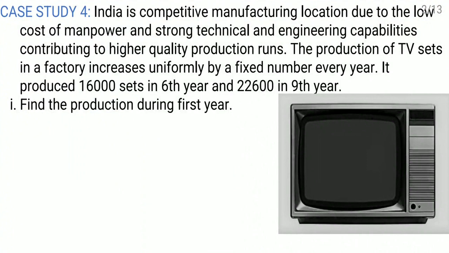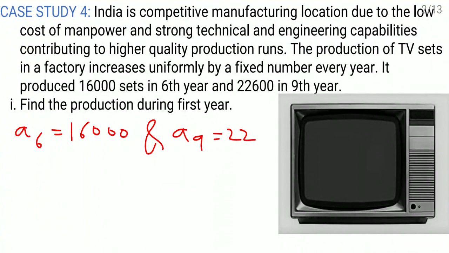It means that we need to get the value of A. But let us first write down what information they have given us. They said production in the 6th year. That means the 6th term is given, A6, which is equal to 16,000, and A9, which is equal to 22,600. With the help of this, we'll try to get the first term.